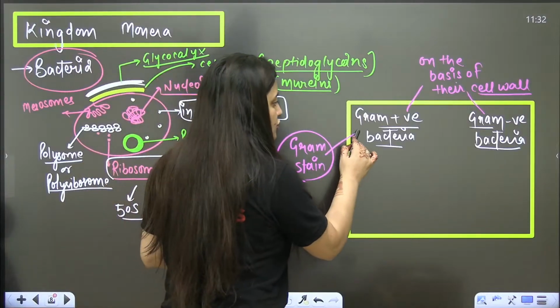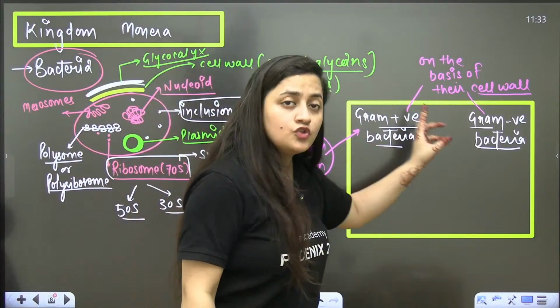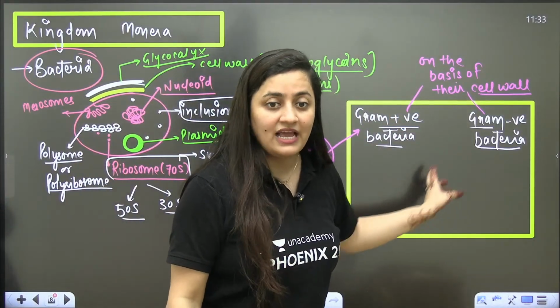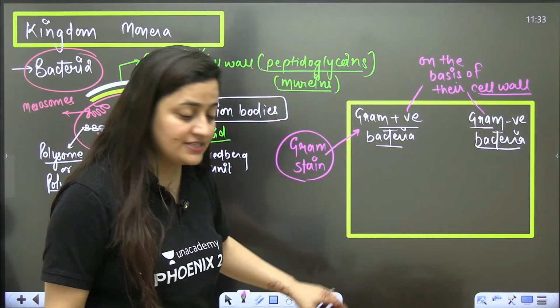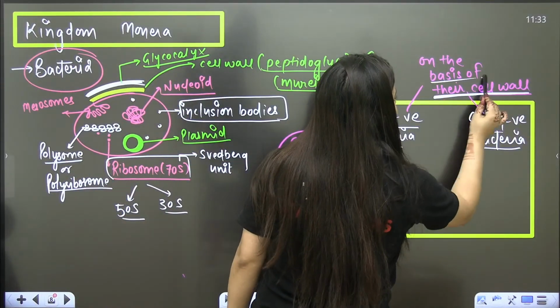Again, I'm repeating: if it shows the color with the gram stain, it comes under gram positive bacteria. If it is not showing any color because of this gram stain, it will come under gram negative bacteria. So why is it so? The difference is on the basis of the cell wall.